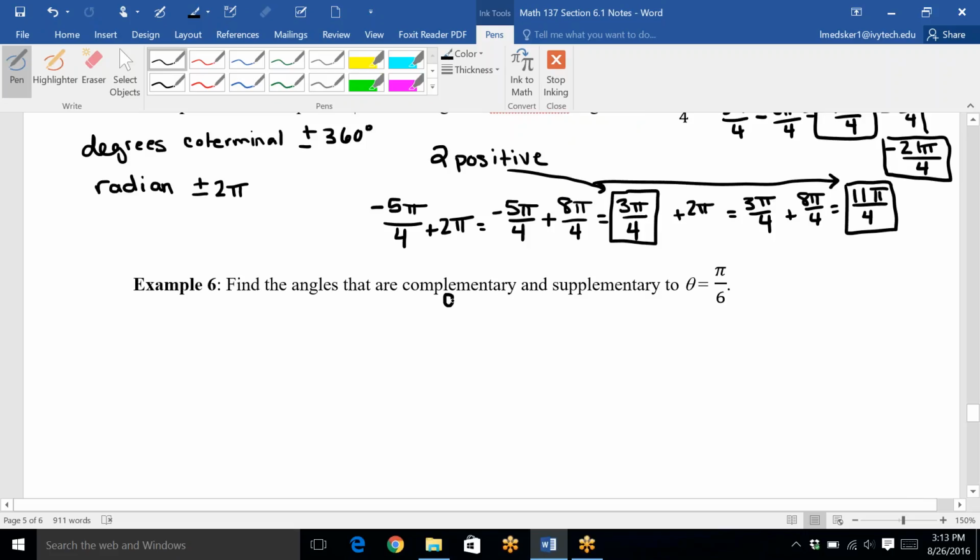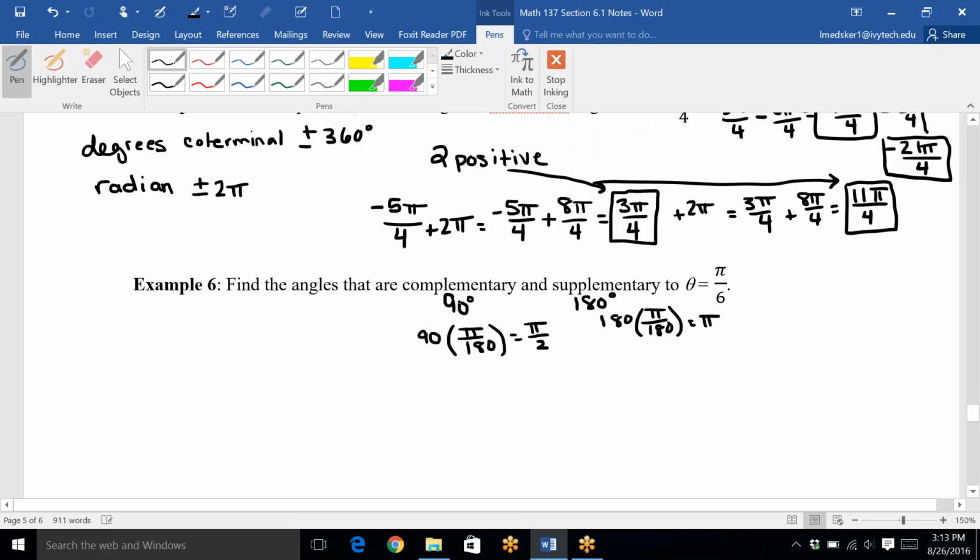Remember, complementary means you add to 90 degrees. Supplementary means you add to 180 degrees. In terms of radians, remember, to turn something into radians, you multiply by pi over 180. So if we do that, 90 goes into 180 twice, so that actually makes that pi over 2. And 180 times pi over 180 means that it would be pi.